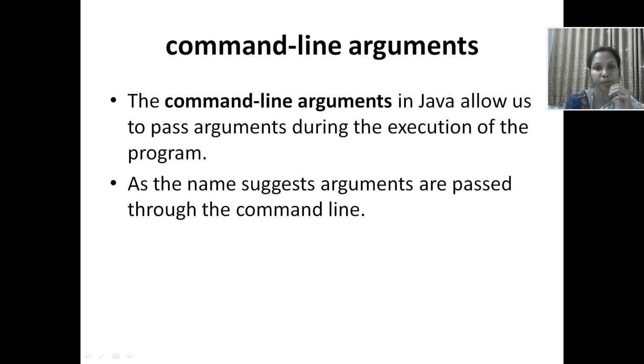The execution of the program. So what does command line arguments mean? Whenever we are executing the program, we can also provide values. Whatever values you want to provide will be supplied at the time of execution through the command line. Through the command line we can pass the values, which come as command line arguments.